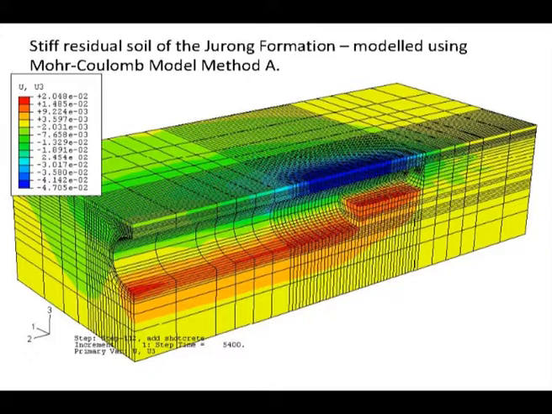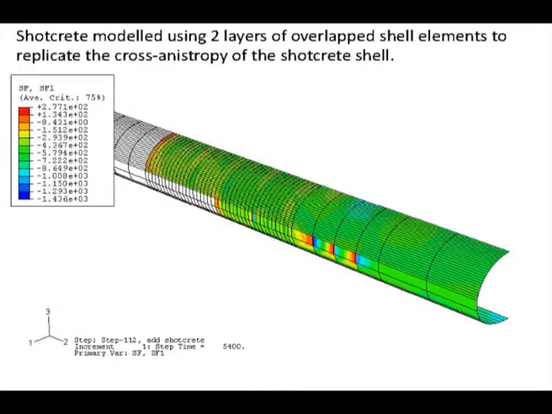Right? Then the second thing is we have to model the shotcreting. The shotcrete is modeled as 2 layers of shell to reflect the cross-anisotropy. Now, why is there a shell? This is one of those things when you're doing 3D analysis.